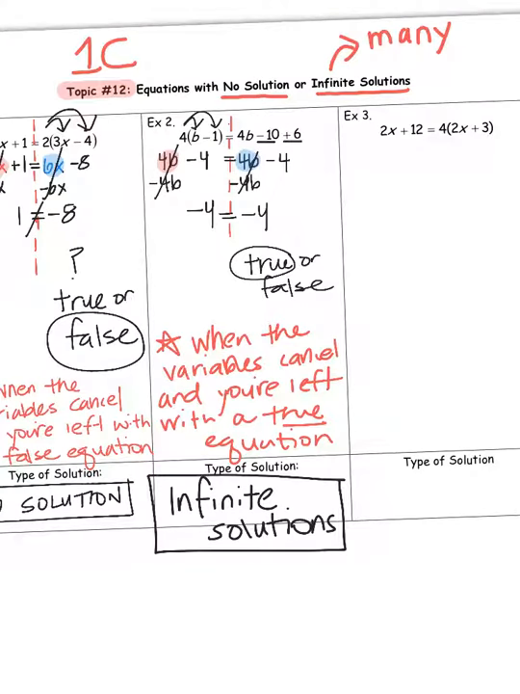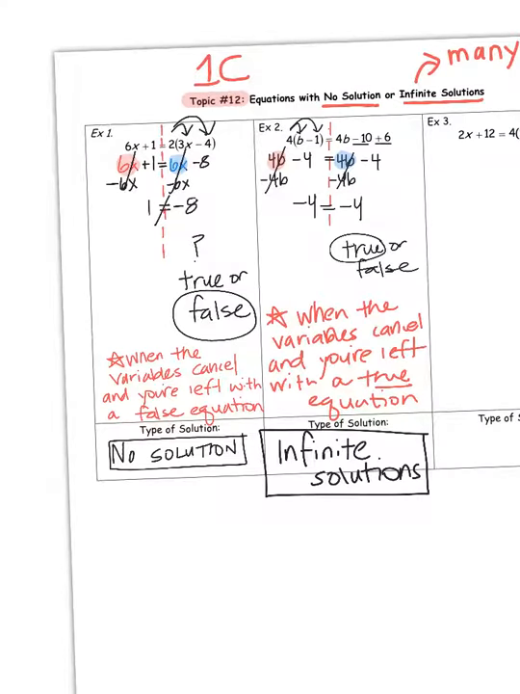So, false equation means no solution. True equation means many solutions or infinite solutions. All right, let's do the last problem.